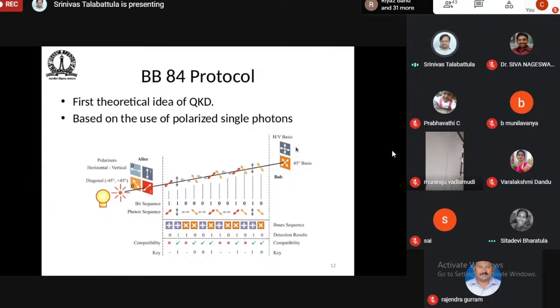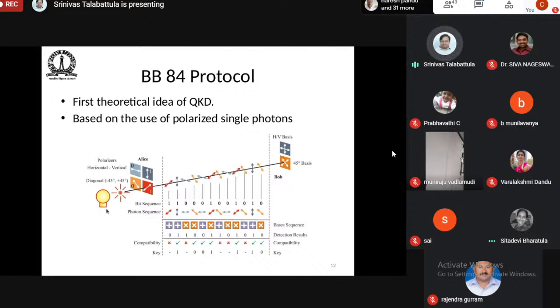If you choose this basis, you will get a photon with 0 or 1 qubit according to the state of the photon. So only the choice of the basis is an important thing. In this protocol, Bob also will choose the basis randomly. Depending on which basis he chooses, you get the output. So now I would like to calculate: if one qubit is sent and Alice uses the first machine and Bob uses the second machine or first machine, what is the outcome and what is the probability?